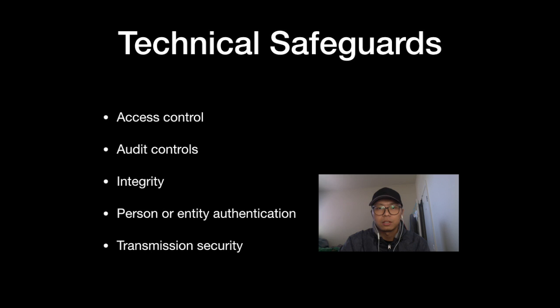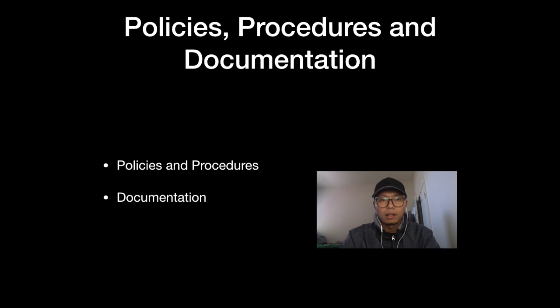The technical safeguard section has 5 standards: access control, audit controls, integrity, person or entity authentication, and transmission security. The access control standard is to allow access only to those persons or software programs that have been granted access rights as specified in the administrative safeguards. The policies, procedures, and documentation section has 2 standards. For example, the documentation standard is to maintain the policies and procedures to comply with the security rule in written form.